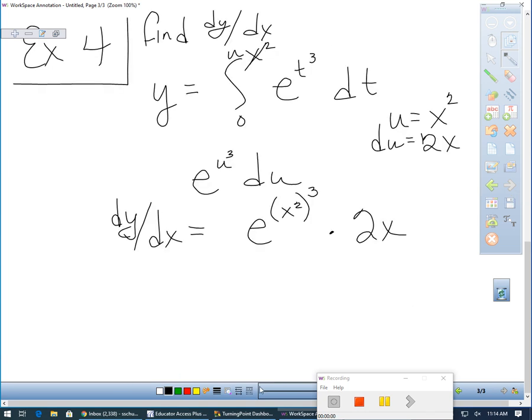So now how do we simplify this thing? Yep, multiply the exponents. And I can move that 2x in front, right? So 2x e to x to the 6th. All right, not too bad. We still have a little bit more to go, but it's not too bad.